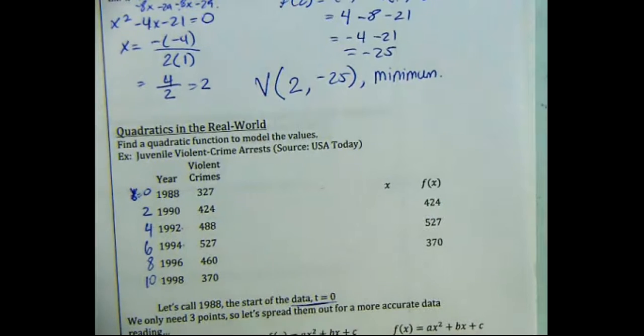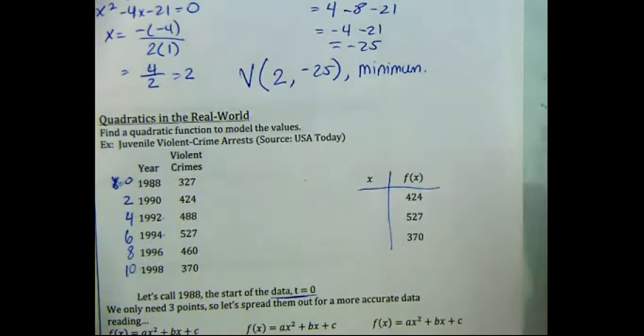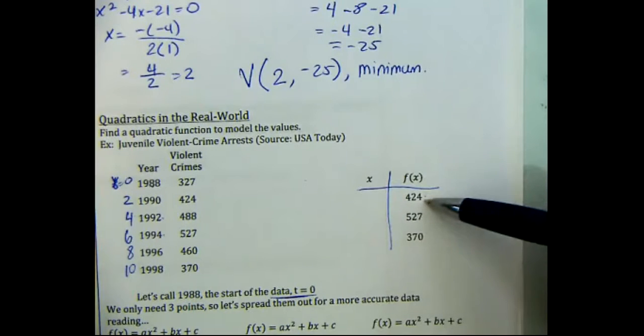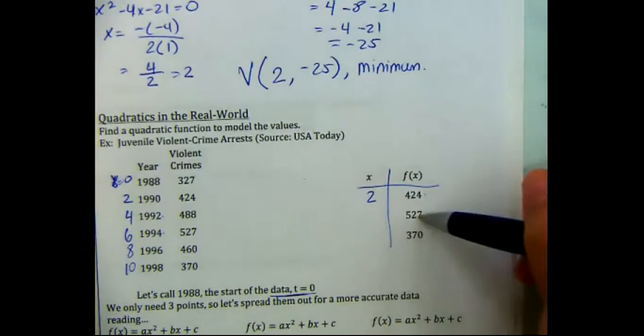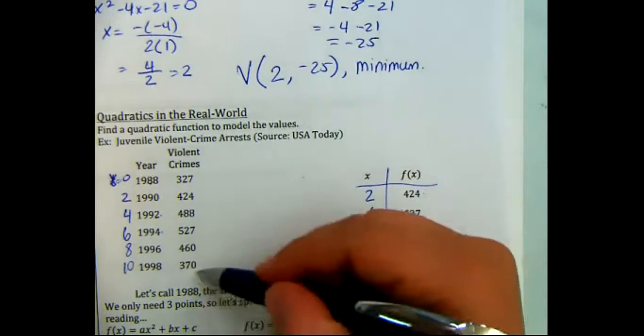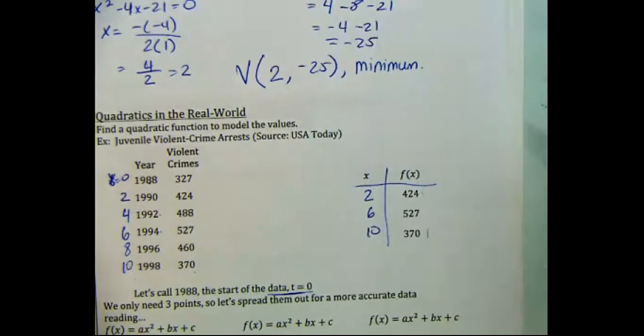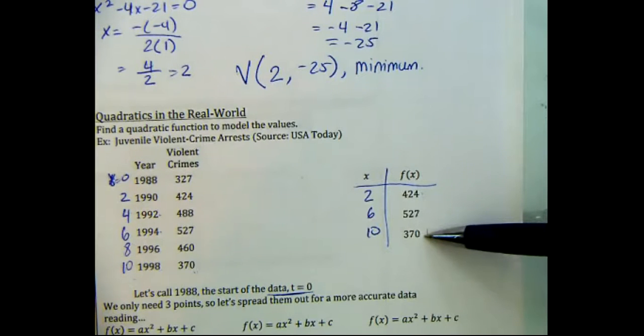They're using this information, which translates to an XY table here, right? Where at 424, I have a 2 for my X. At 527, I have a 6 for my X. And at 370, I had a 10 for my X. So we can already see that it follows a little bit of a quadratic pattern here because it's low and then it gets high and then it starts getting low again.